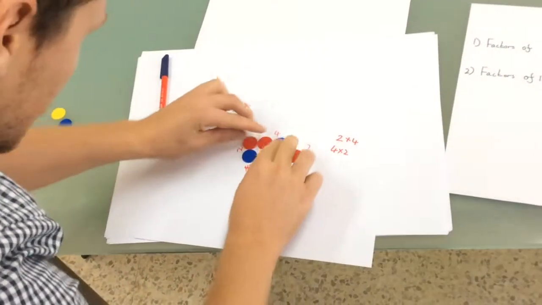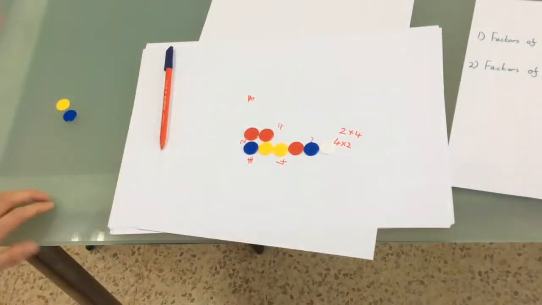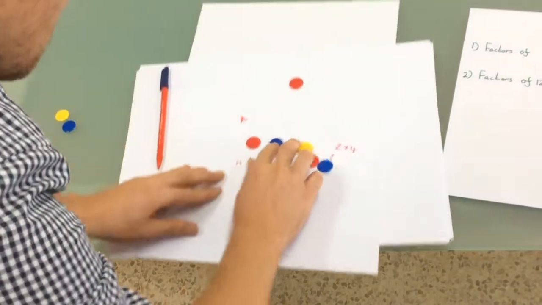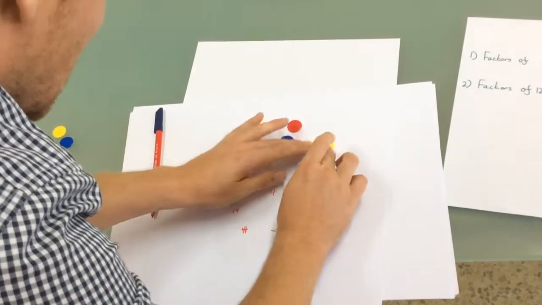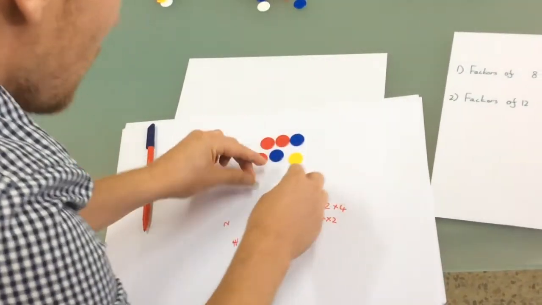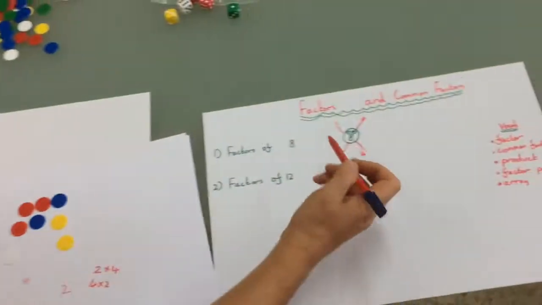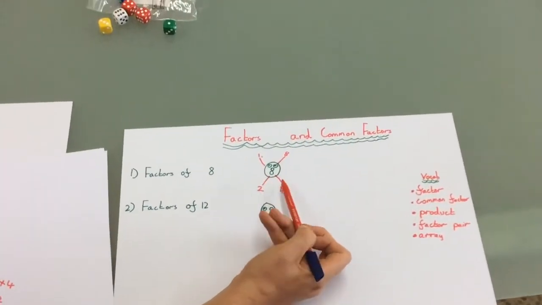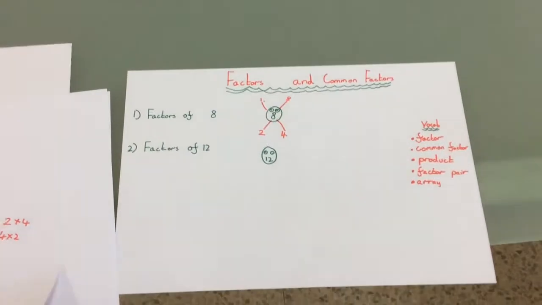Is there any other way I can do this? Let me have a look. Well, no, that doesn't give me an array. 3s, that doesn't give me an array. So the only factors that we have of 8 are 1, 8, 2 and 4. Okay.